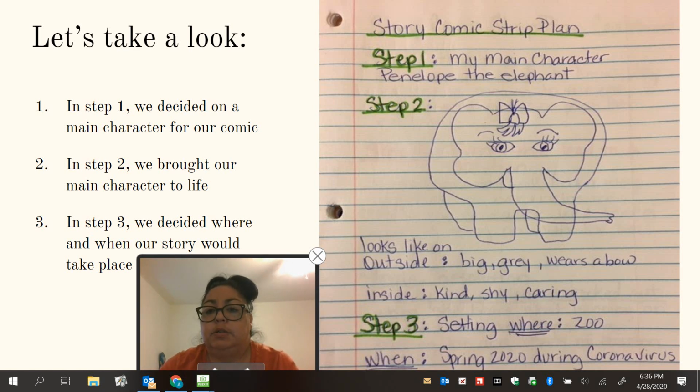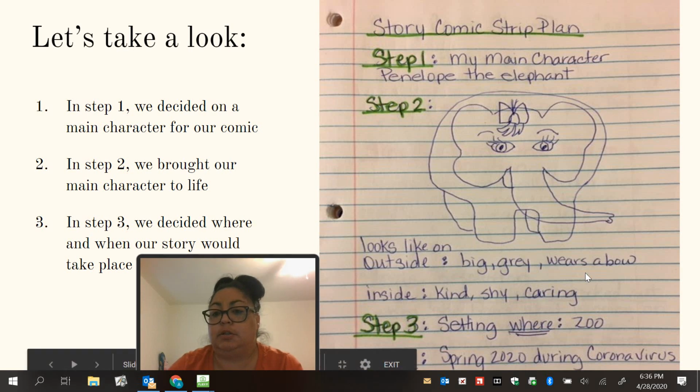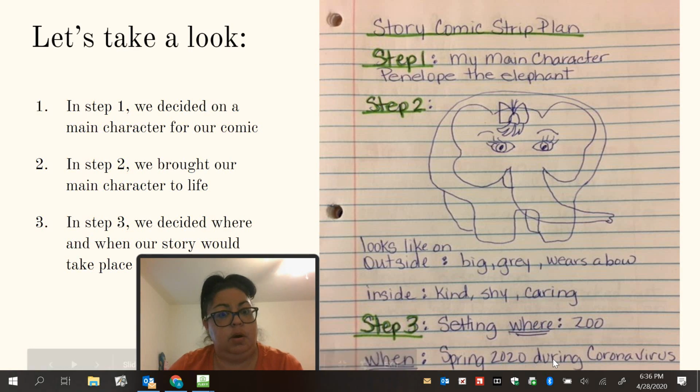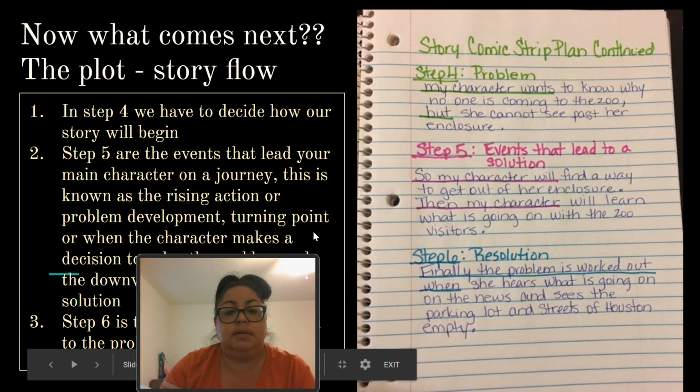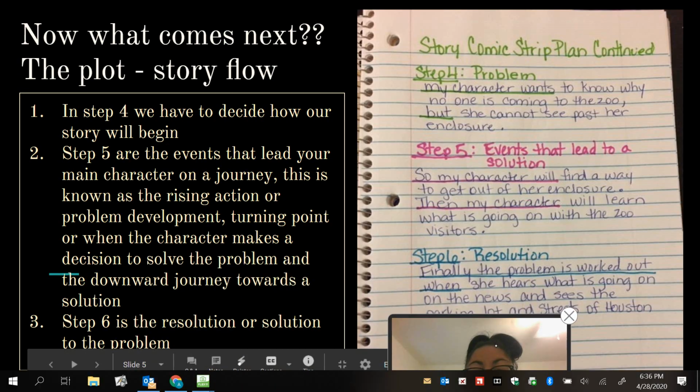So, stories, comic strip plan. Step 1, my main character, her name is Penelope the Elephant. Here's what she looks like. Here's description on the outside, description on the inside. Setting is at a zoo during the spring of what we're going through right now, the coronavirus 2020. Moving on.